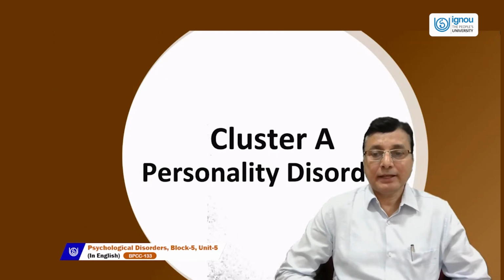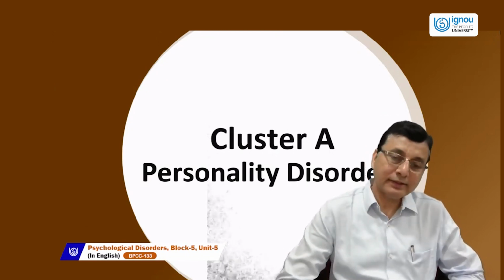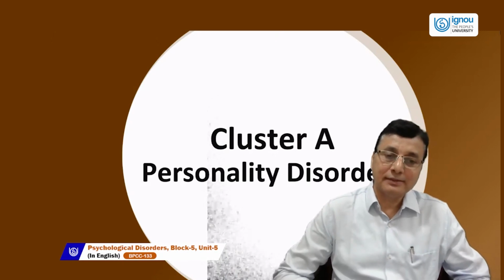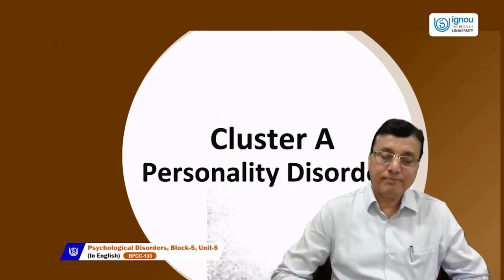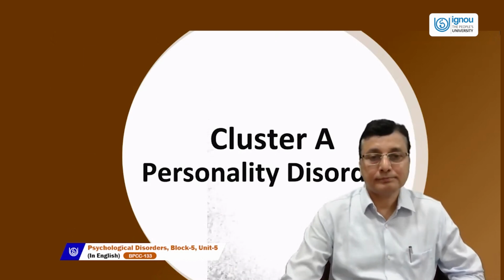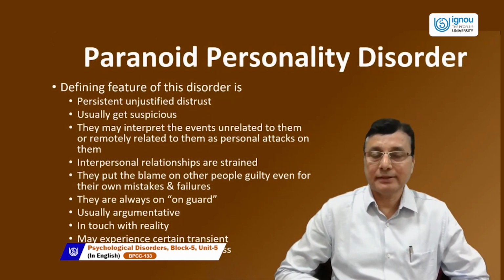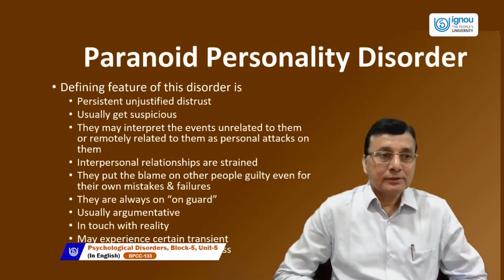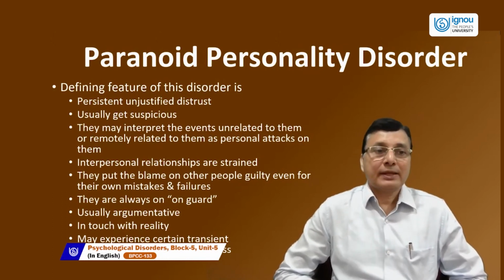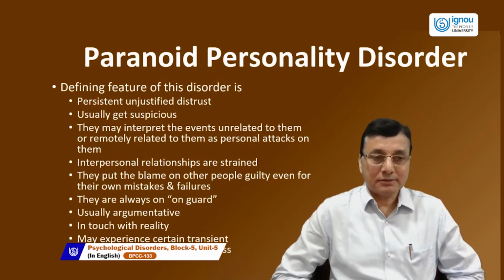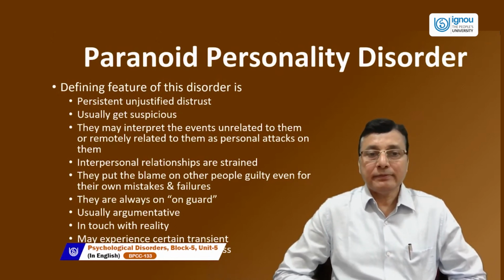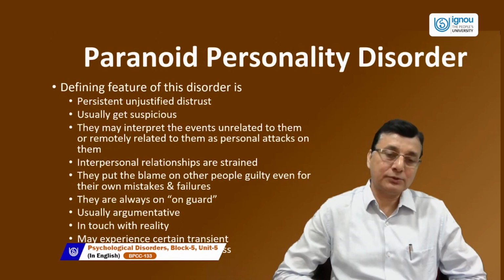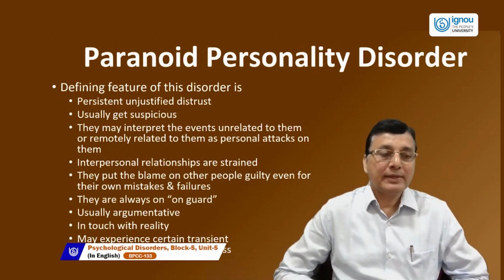Coming to the cluster A personality disorders. We have seen what the three cluster A personality disorders are: paranoid, schizoid, and schizotypal. So let us see first paranoid personality disorder. The features are persistent, unjustified distrust. So distrust will be there. They usually get suspicious. They may interpret events unrelated or remotely related to them as a personal attack on them. So they take everything personally. They are very sensitive to criticism.